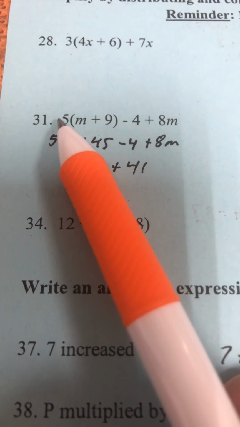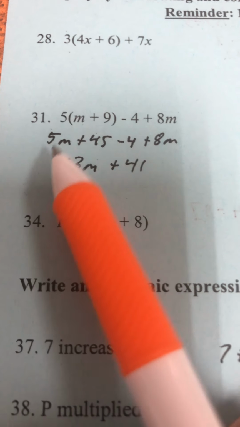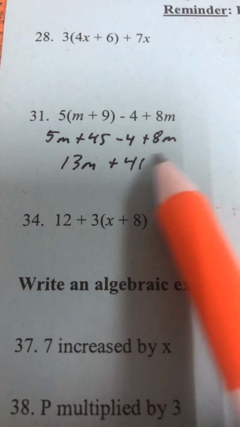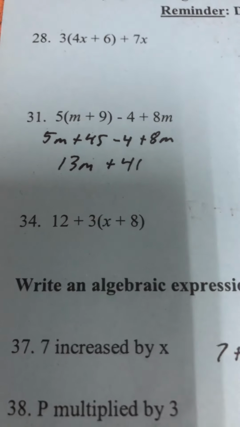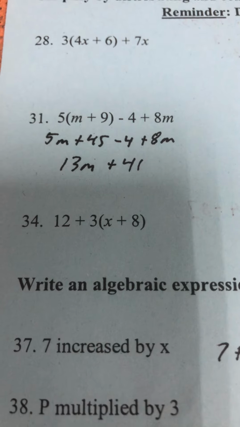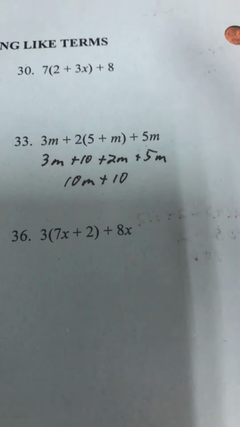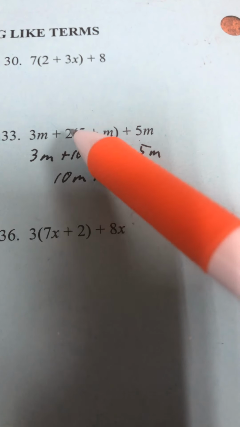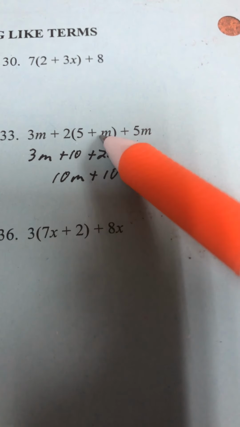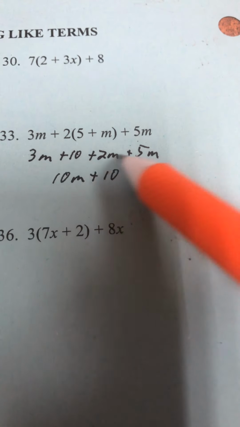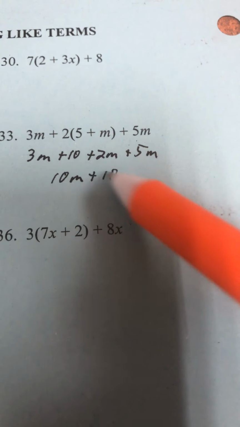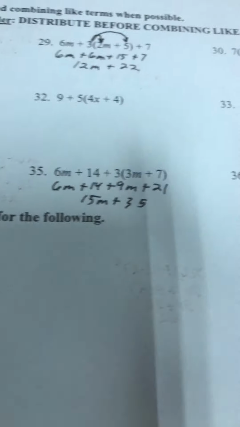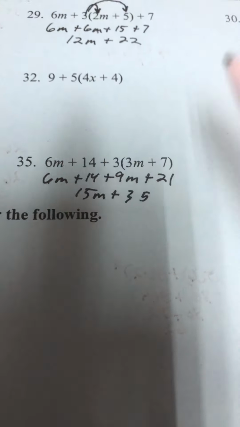Once again, I did the distributive. 5 times m is 5m. 5 times 9 is 45. Bring down everything else. Combine like terms. I end up with 13m plus 41. 33. I do distributive property first. 2 times 5, sorry, is 10. 2 times m is 2m. I combine all my m's, and I just bring down this plus 10. Can't forget about that. Don't leave any term behind.